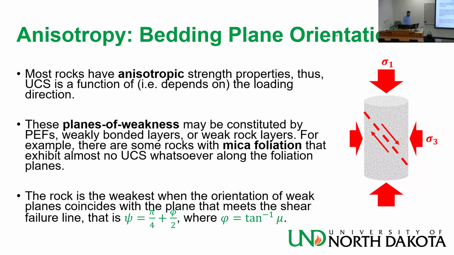The rock is the weakest when the orientation of the weak planes coincides with the plane of shear failure. That's what Malek said with the B option. With the plane that meets the shear failure line, that is beta equals pi over 4, which is like 45 degrees, plus phi over 2. So 45 plus phi over 2.